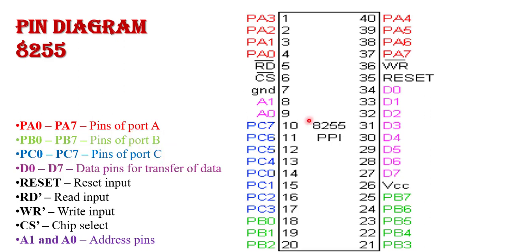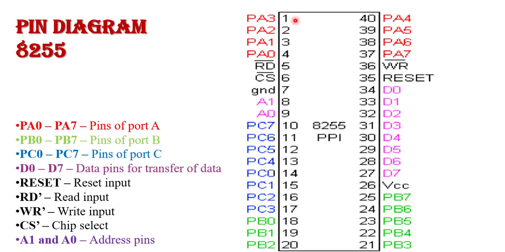So here we see in the diagram, it is a 40 pin IC. On the left hand side, pins 1 to 20 are given, and on the right hand side, pins 21 to 40 are given. In this video I will explain all the functions of the pins one by one.